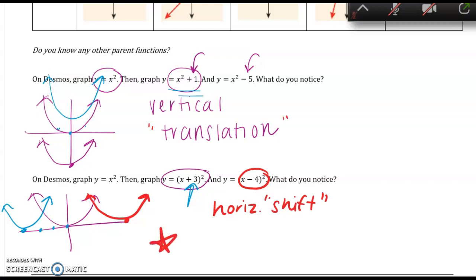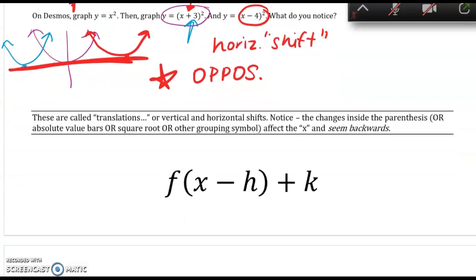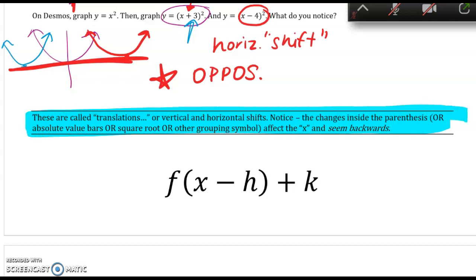But remember, I want you to make note that it's going to be kind of the opposite of what you think. An easy way to remember: if the number is with the x, it's going to change along the x-axis, going left and right. If it's on the outside, that's how you know it's going to be an up and down change. So these are called translations, or horizontal and vertical shifts. And a little hint: any change inside the parentheses is going to seem backwards. So this is going to be a horizontal shift, and this is going to be a vertical shift.